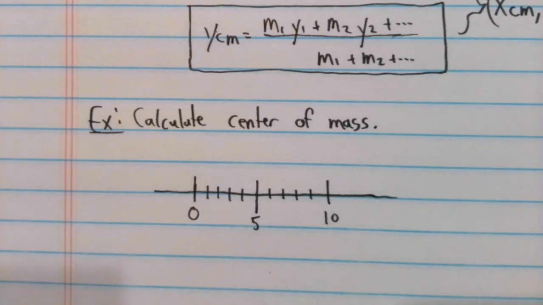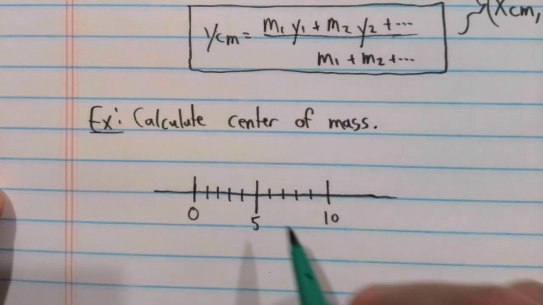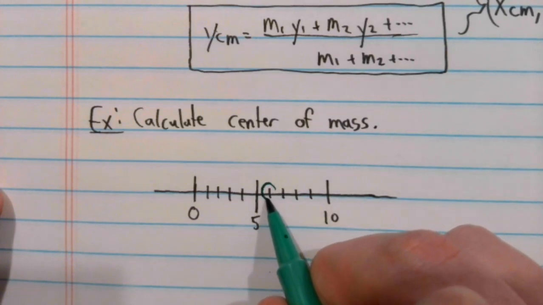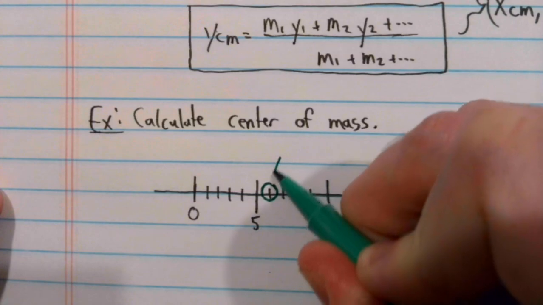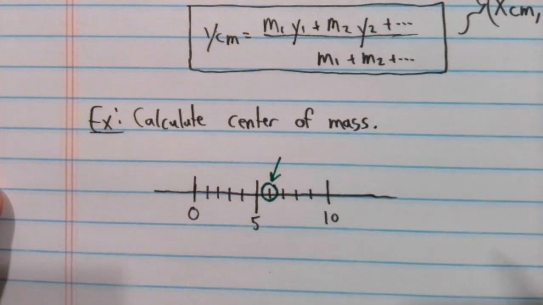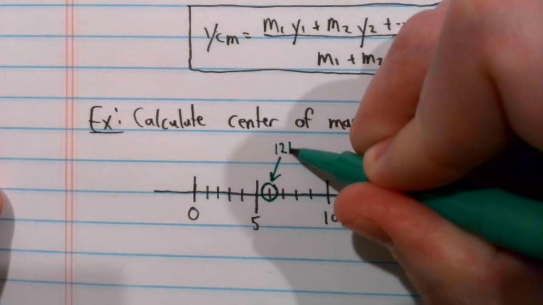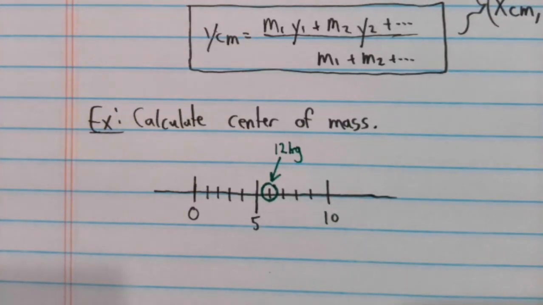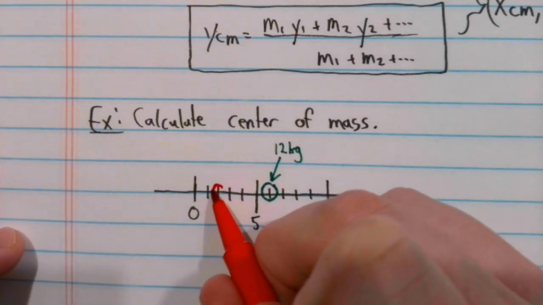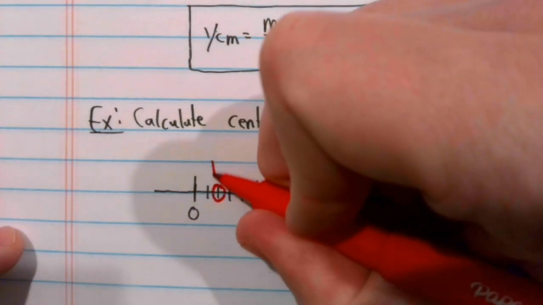In this case, I'm just going to draw the masses as circles on this line. So right here at position 6, we have a 12 kilogram mass. And back at position 2, we have a 5 kilogram mass.